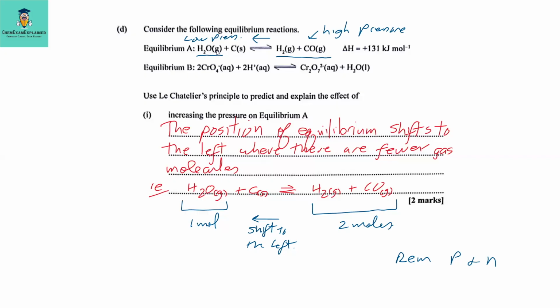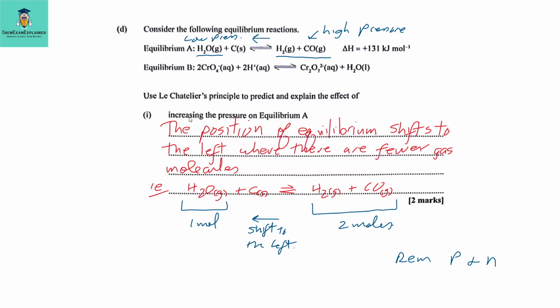This means that the side with the lower number of moles would be the low pressure side, and the side with the higher pressure would be the side with the higher number of moles. Now you'll recall that pressure is directly proportional to number of moles. So that's important. So if we have on the right hand side the higher number of moles, it means that this is the side with the high pressure.